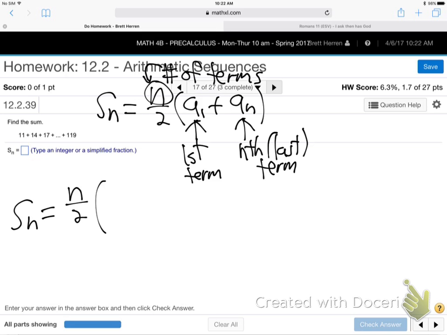N over 2. Do I know n? Well, let me skip it. Let me go on. Do I know the first term? How about that? Yeah, that's 11. Do I know the last term? Yeah, 119. Got the first and the last, no problem.